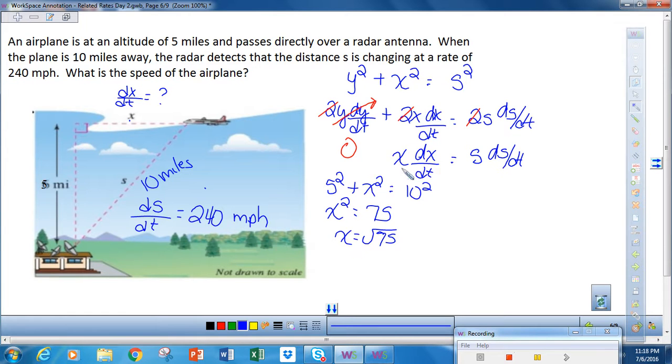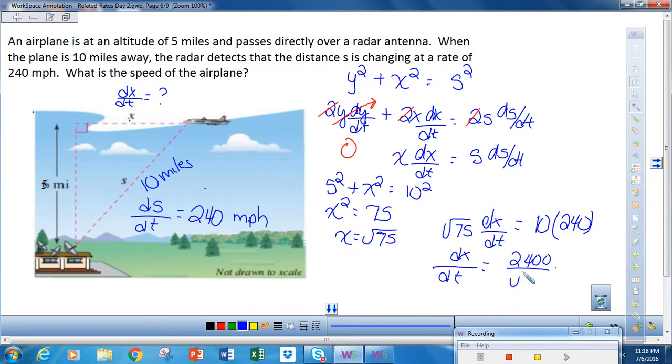And so now I have everything I need to solve for dx dt. So I have radical 75 dx dt is equal to s, which is 10, times ds dt, which is 240. So I get dx dt is equal to 2,400 over radical 75, and that's going to be miles per hour. And that's it for that problem.